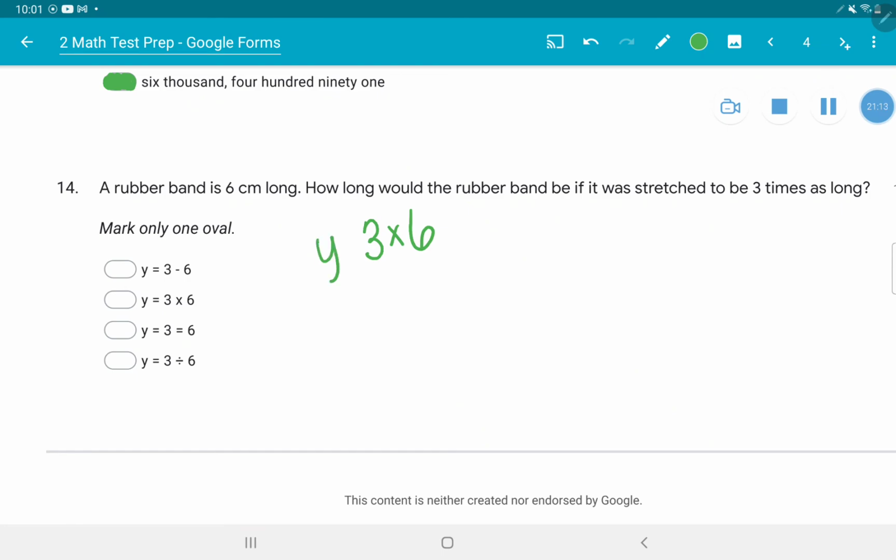Y, that's the variable that they chose to stand for the missing information. Y equals 3 times 6. What would the actual measurement be? It would be 18. It would be 18 because 3 times 6 equals 18. So that would be 18 centimeters. Go ahead and click submit.